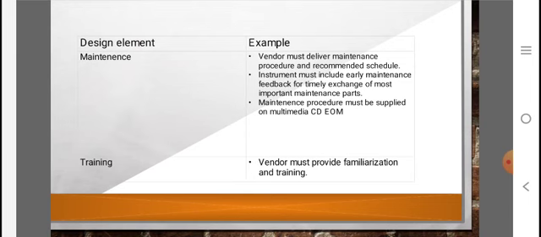Design element, maintenance. The vendor must deliver maintenance procedures and a recommended schedule. The instrument must include early maintenance feedback for a timely exchange of the most important maintenance parts. Maintenance procedures must be supplied on multimedia CD ROM. Training: the vendor must provide familiarization and training.